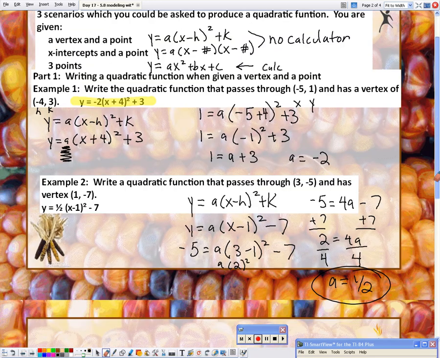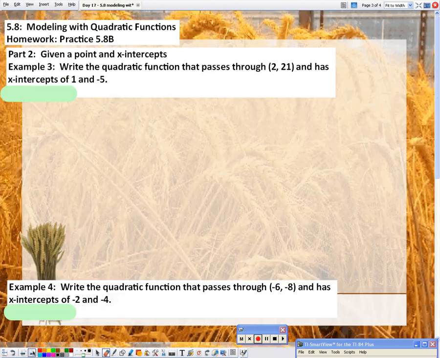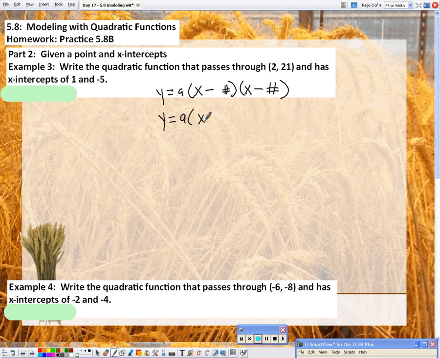The second type we're going to do is solving for our equation when we have 2 x-intercepts and a point. But the system is going to be pretty similar. We're going to take the information we're given and plug it into our general format. Y equals a times x minus the first x-intercept times x minus the second x-intercept, and solve for a. So we're going to have y equals a times x minus 1 times x minus -5.